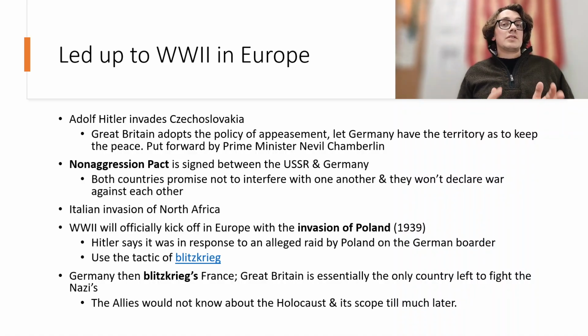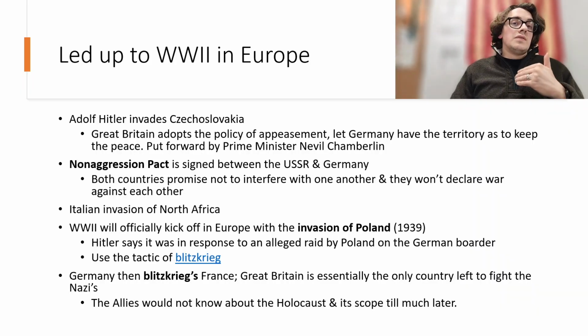At this point, the prime minister is Neville Chamberlain, not Winston Churchill. Chamberlain's going to lose to Churchill in large part because of this. So they let Germany have Czechoslovakia. Germany's also going to sign a non aggression pact with the USSR, with Russia. Both countries promise not to interfere with each other and not to declare war on each other as well.